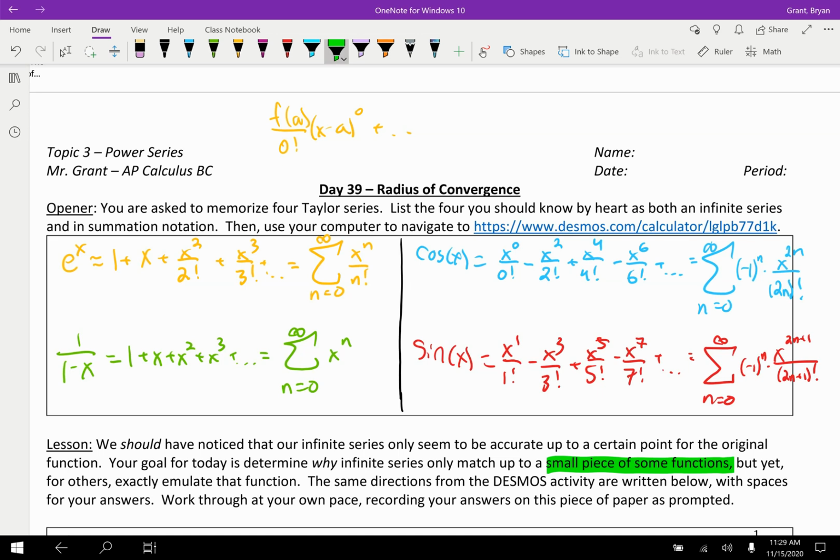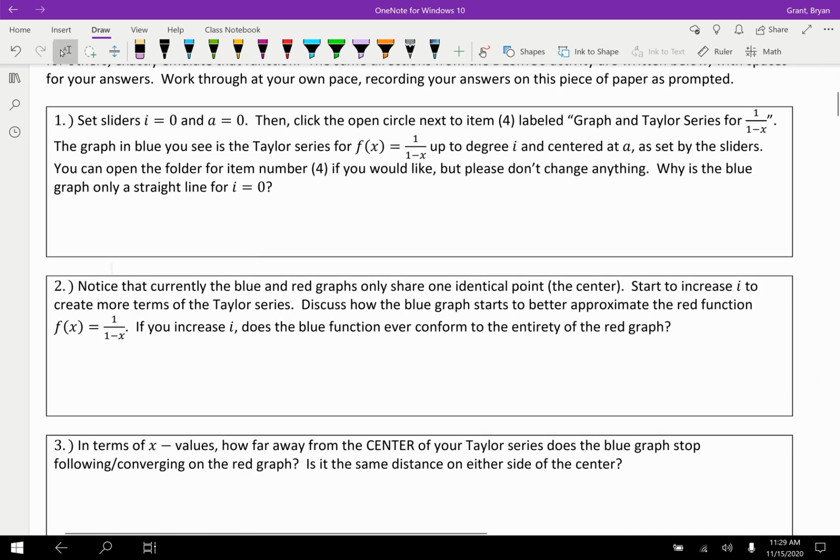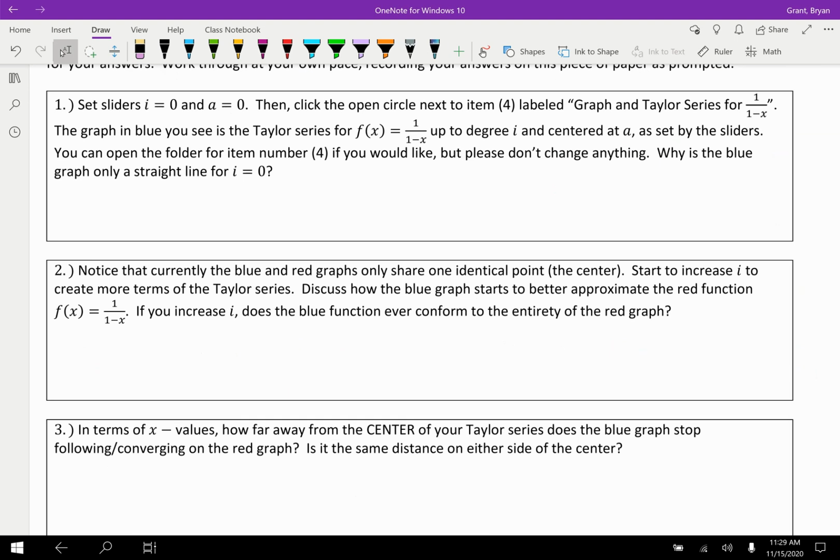77D1K. So it should take you to a DESMOS activity where on DESMOS, I wrote out all the instructions, but because you guys won't be able to edit it, I rewrote all the instructions here so that you can actually fill in the blanks.